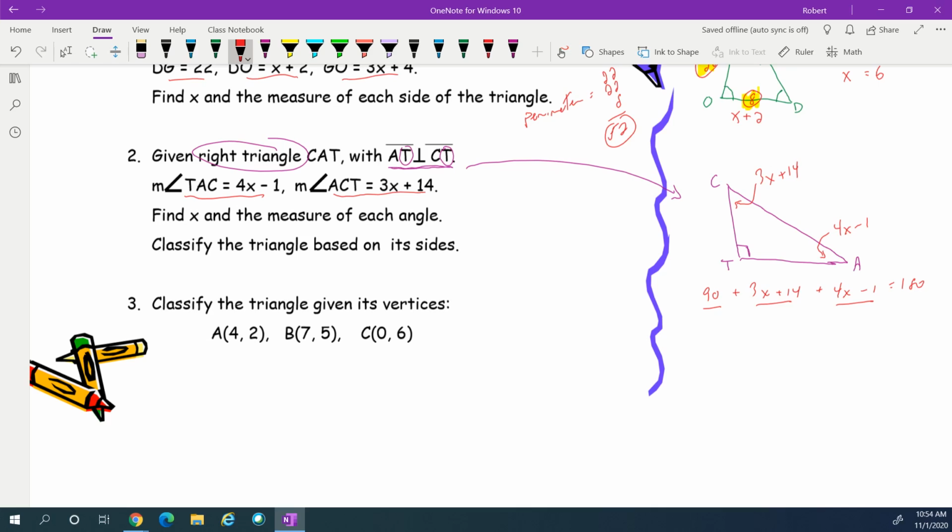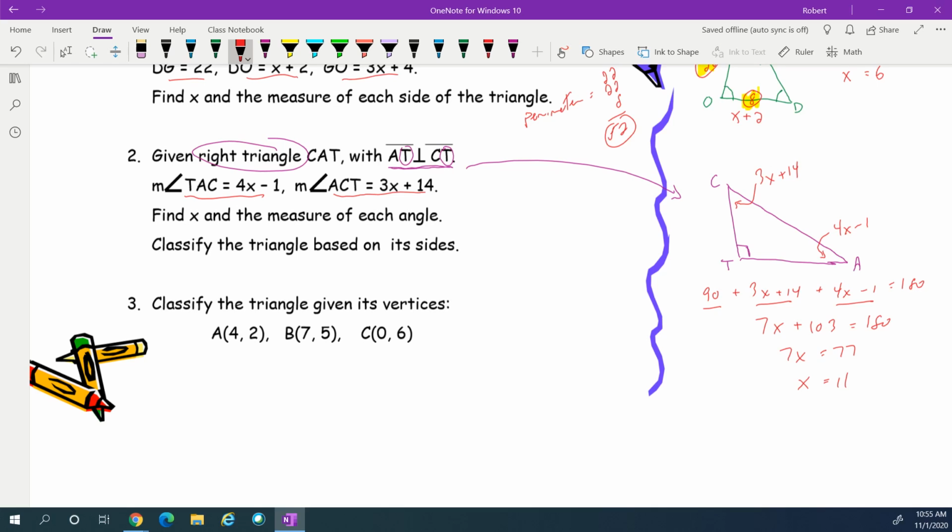And then we do some algebra, we do some solving. So what do we have going on here? We have 7x plus 103 equals 180. 7x equals 77, and x equals 11. Now, you could have just done the two angles total 90. You could have done 3x plus 14 plus 4x minus 1 equal 90. Again, the two acute angles of a right triangle are complementary. Or just add them all to 180. It's the exact same work, same results.